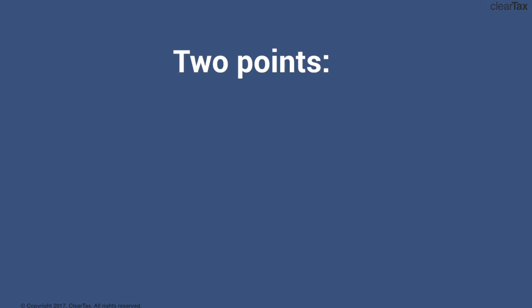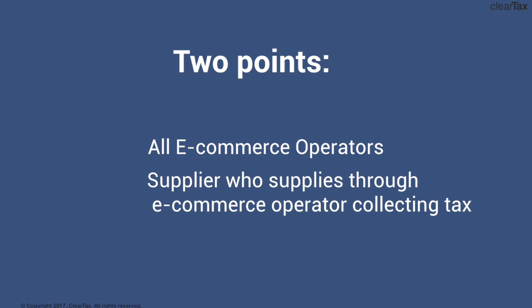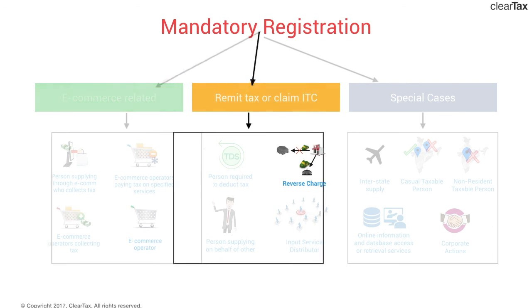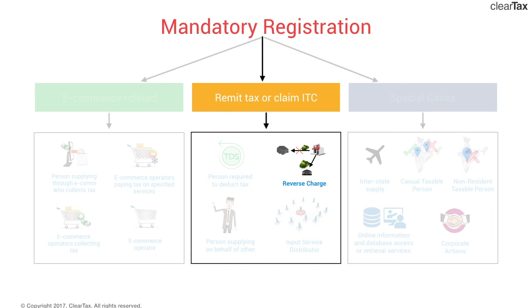So you need to remember only 2 points under this. All e-commerce operators are mandatorily required to register, and a person, the supplier who supplies through an e-commerce operator who is required to collect tax, it is mandatory for him to register in order to claim input tax credit. So those were the 4 subcategories under e-commerce related. In the next video, we'll check out the next category of remit tax or claim ITC, which again has four subcategories of persons.